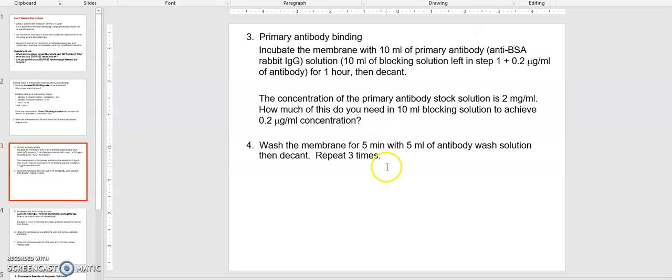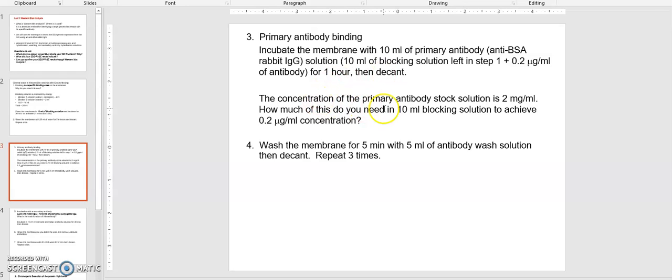Once that's done, you're going to add primary antibody to your membrane. The primary antibody again is rabbit IgG that binds with BSA only. So that's a 10 ml solution, and you're going to add the antibody solution. I will give you 0.2 microgram per ml, to 10 ml. So you're going to incubate your membrane with this solution for about 1 hour.